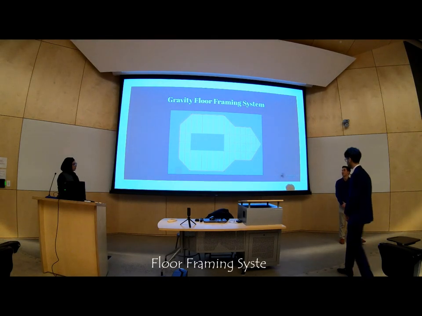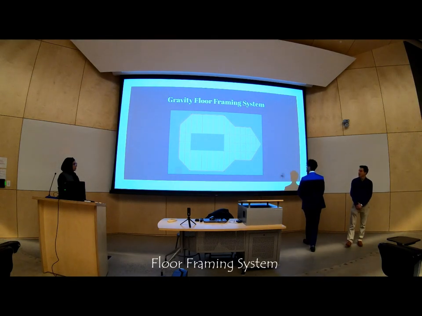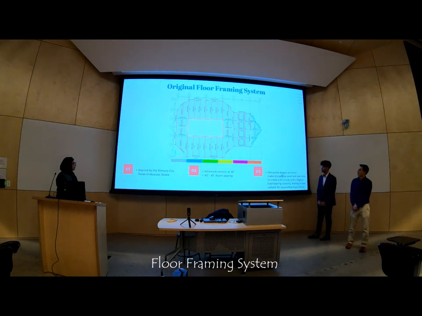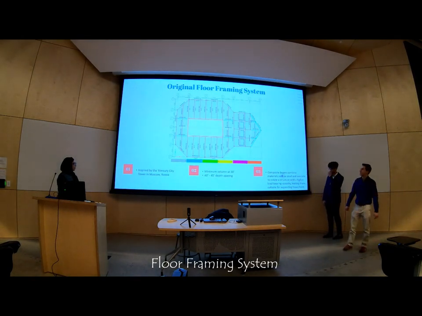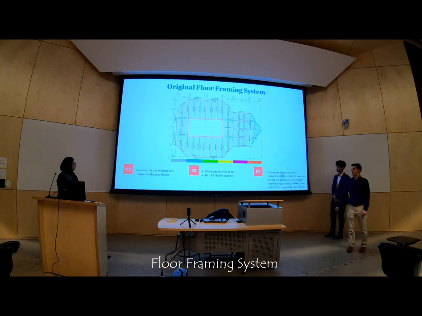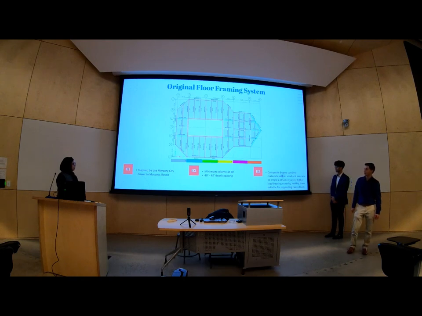So next we'll talk about our gravity floor framing system. So here's our original floor framing system. It was inspired by the Mercury City Tower in Moscow, Russia. We have a minimum column spacing of 30 feet from each other, and we have 40 to 45 feet depth spacing from the core walls. This is just standard design criteria.